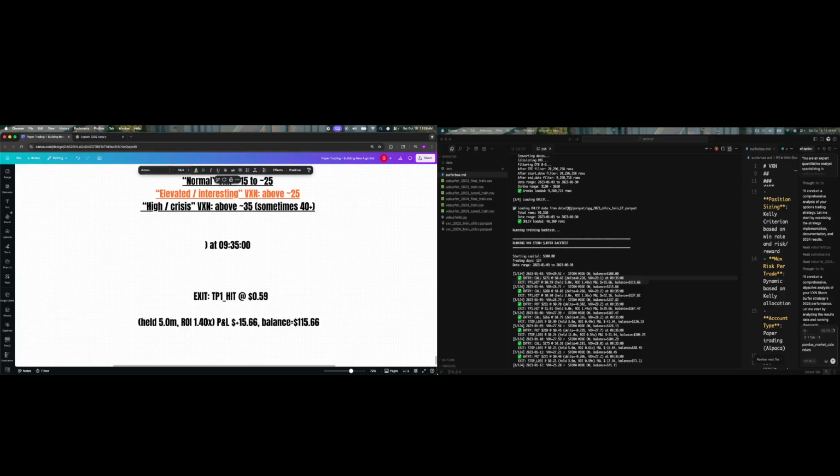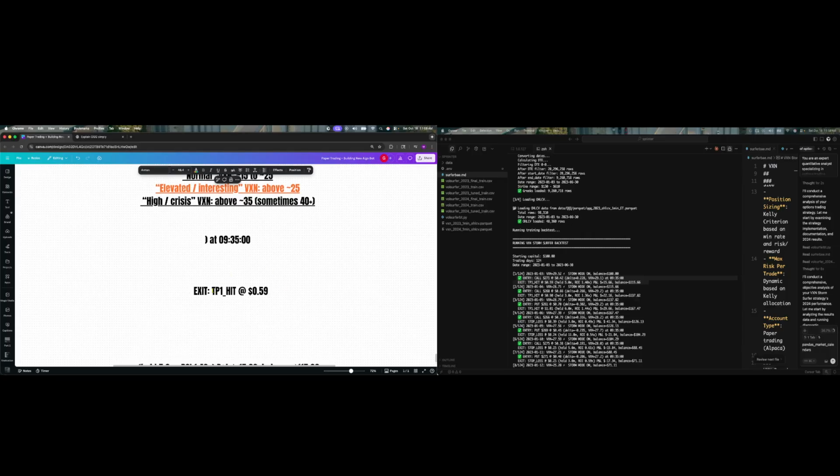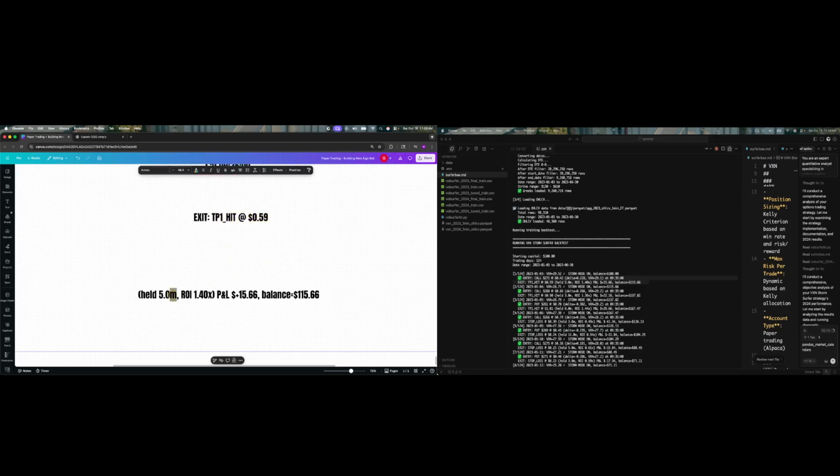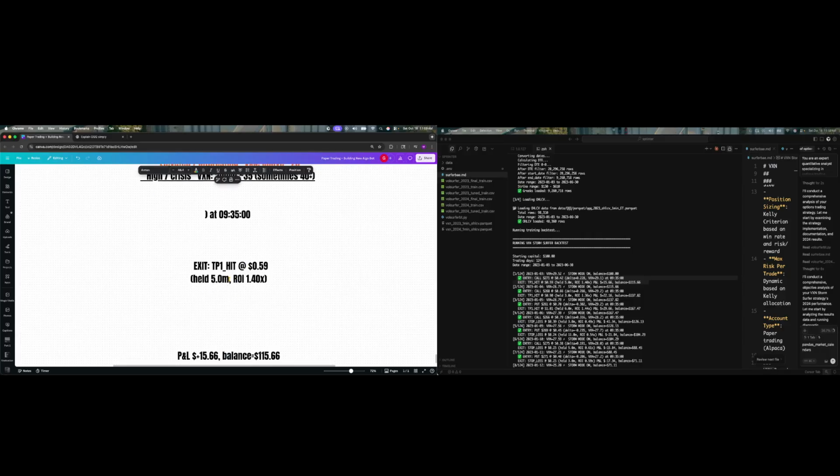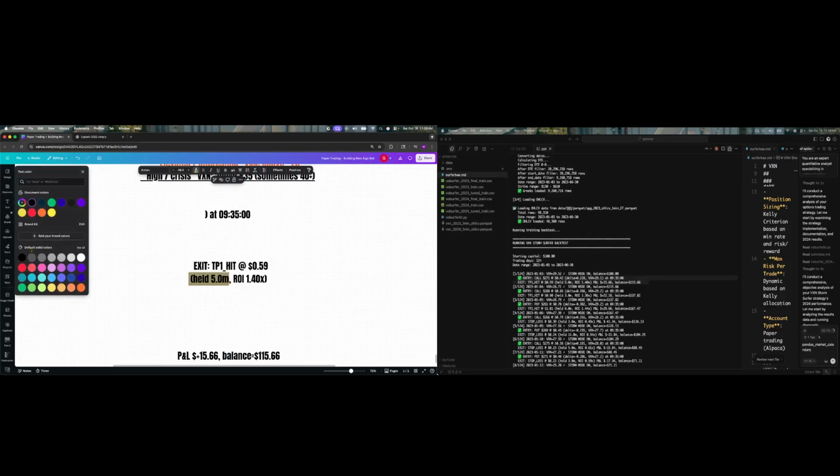So we hit a take profit of 59. And how long did we hold it? Let's bring this back up. We can delete that because we don't need it anymore. So we held it for 5 minutes. Remember, max hold time is 30, so we held it for 5 minutes. I'm just going to bounce back and forth between purple and black. Y'all are just going to have to deal with it.